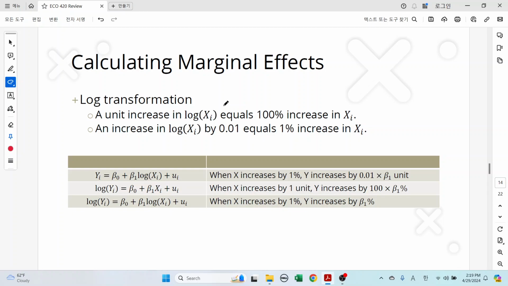Log case. Log is a little more tricky because the key idea is log transformation allows you to interpret it as a percentage change, right?